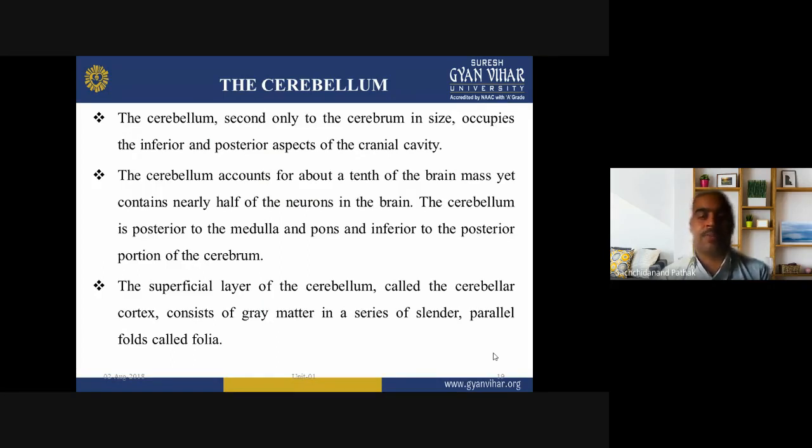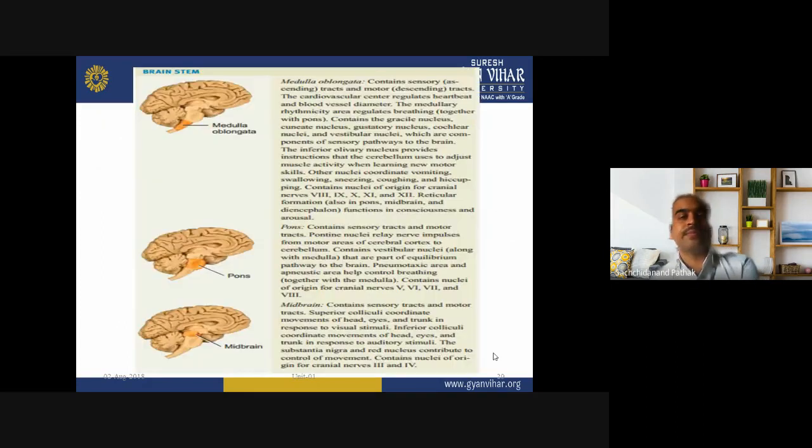portion of the cerebrum. The superficial layer of the cerebellum, called the cerebellar cortex, consists of gray matter in a series of slender parallel folds called folia.